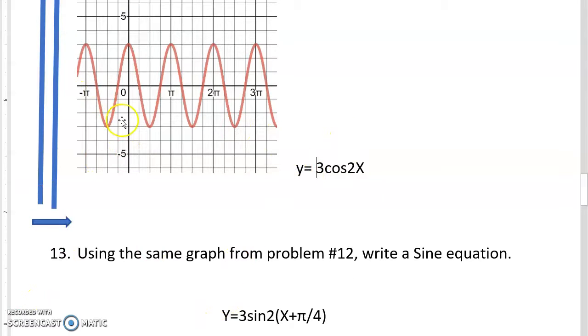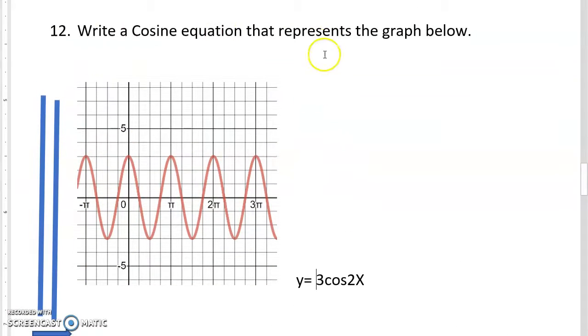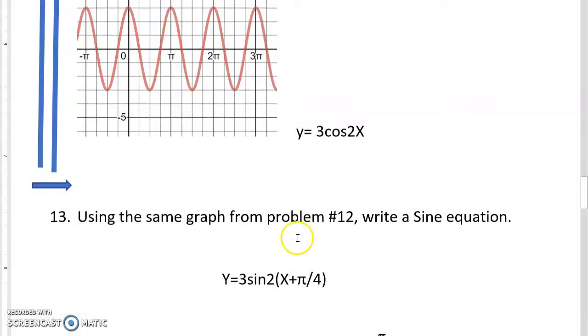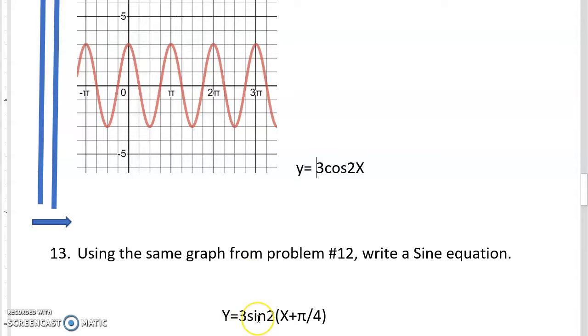So we wrote in number 12, we wrote the cosine equation. That was y equals 3 cosine 2x. The 3 being the amplitude and the 2 being the b, the number of full cycles in 2 pi. And then we're going to write that in sine form, and it's the exact same equation. You change cosine to sine. The 3 and the 2 are still there, but there's a phase shift to the left by 1/4 pi, so we put that plus 1/4 pi there. So here we added a c that was pi over 4.